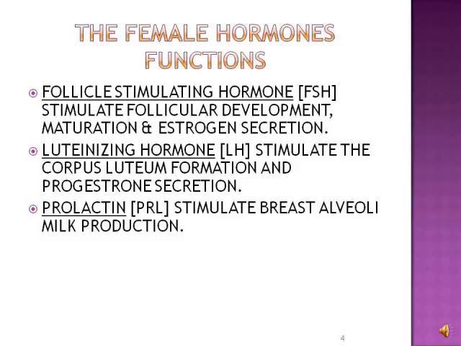The functions of the female hormones. FSH, also known as the follicle-stimulating hormone, stimulates follicular development, maturation, and estrogen secretion. Luteinizing hormone, also known as LH, stimulates the corpus luteum formation and progesterone secretion. And prolactin, known as PRL, can stimulate the breast alveoli for milk production. Don't get this confused with oxytocin, which is responsible for the ejection of the milk.